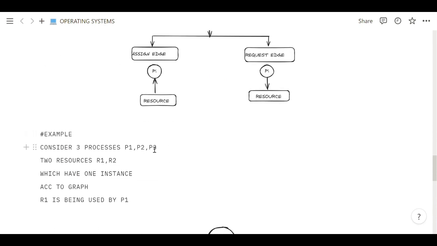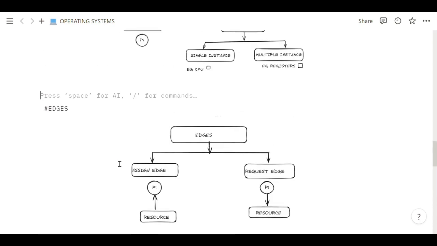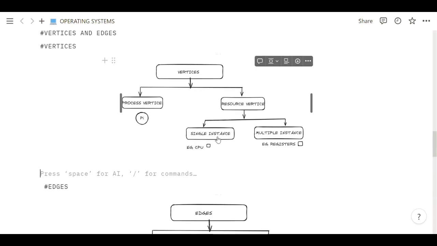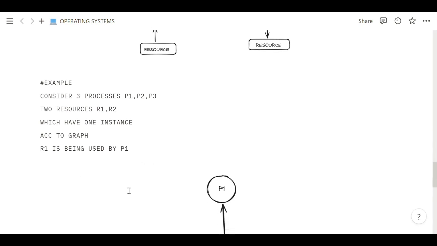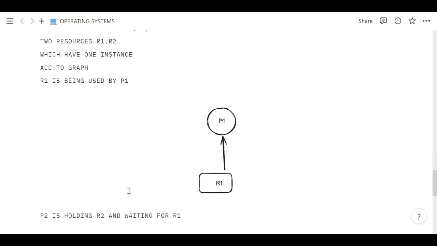So let's take an example here. We'll consider 3 processes P1, P2 and P3, and we'll consider 2 resources R1 and R2. So each resource have 1 instance. Okay, I told you what is an instance. So single instance, that means 1 instance for a resource. So according to the graph, let's take the example. R1 is being used by P1. So how this diagram will be represented?